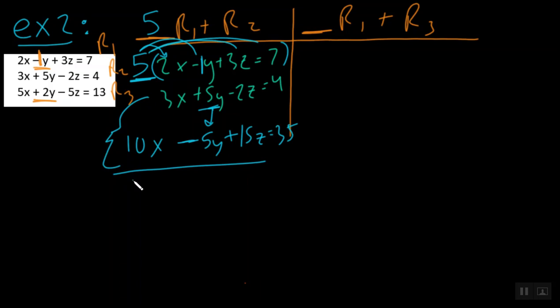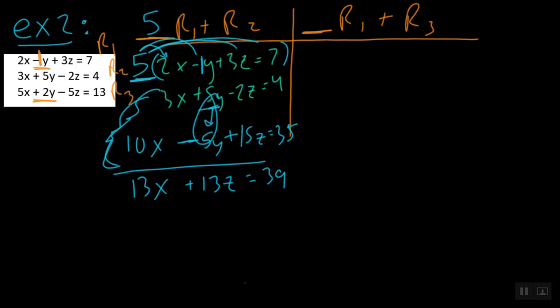So 3x plus 10x is 13x. 5y minus 5y, that zeroes out. And negative 2z plus 15z is going to be plus 13z. And this is equal to 4 plus 35, which is 39. Now, I'll be honest, I think I did a bad job of lining that up from here to here when we combine it. So let me do a little bit of a better job on the other side.